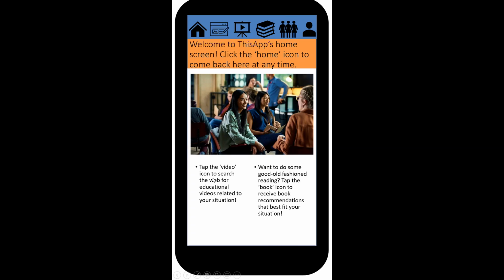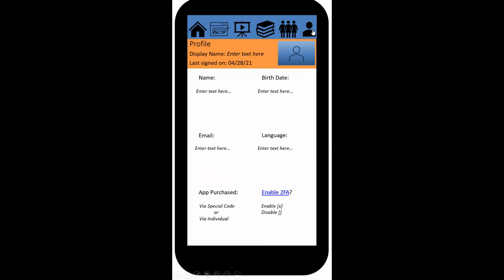And so these down here, this one explains how the video icon works. This one explains how the book icon works. And then this explains the people icon. And then this just sort of explains how the questionnaire works in regards to the videos and the books. So let's start with making our profile.